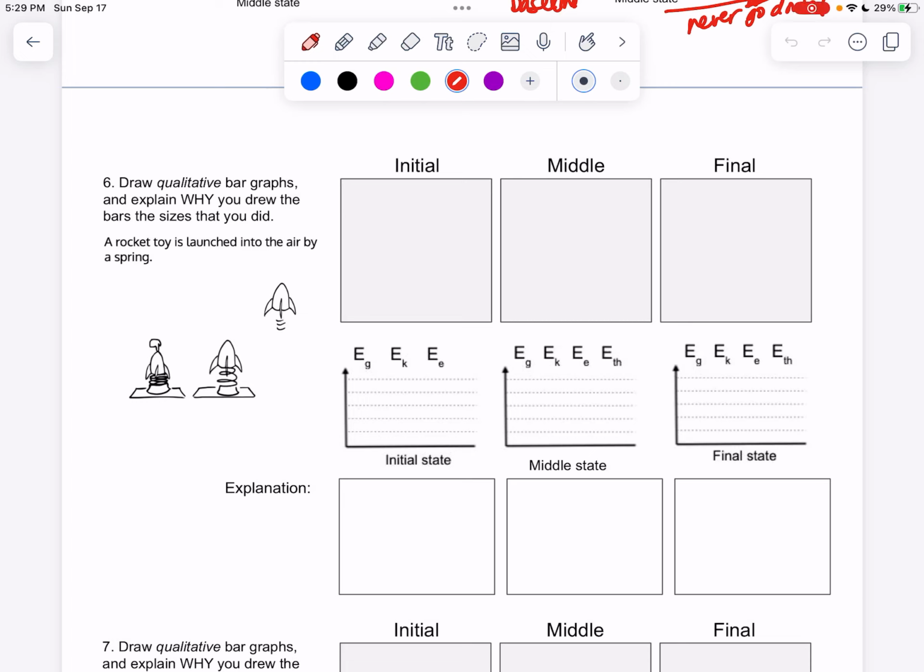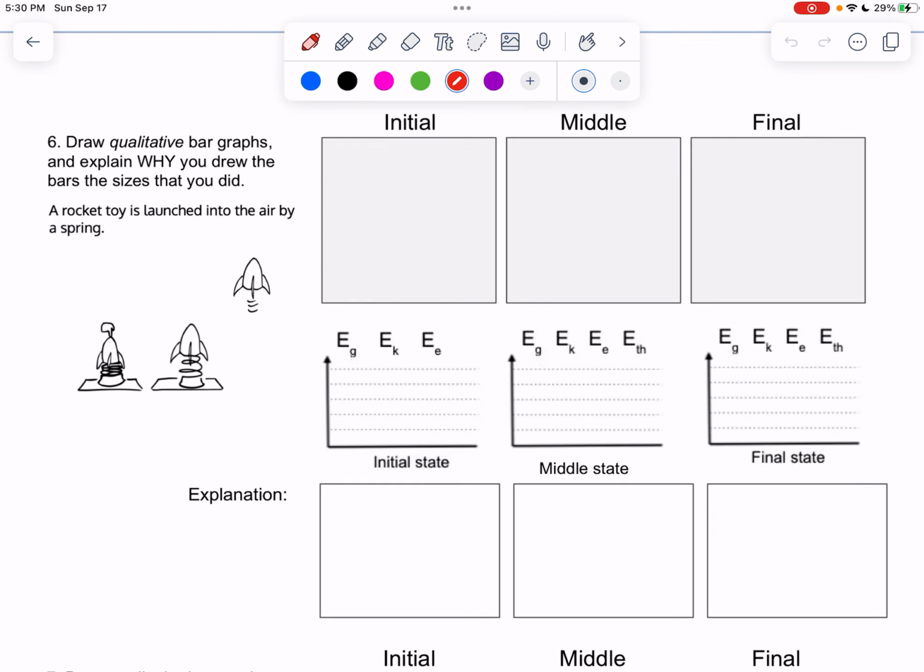Okay, so here are the two qualitative ones. On the test, we're probably not going to ask qualitative ones. Everything's probably going to have numbers, okay? So just be aware of that, okay? All right, so a toy rocket is launched into the air by a spring, okay?